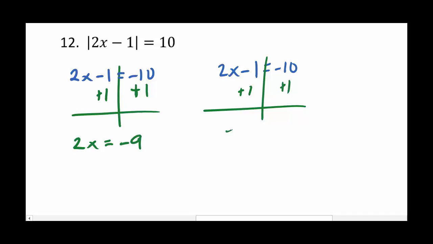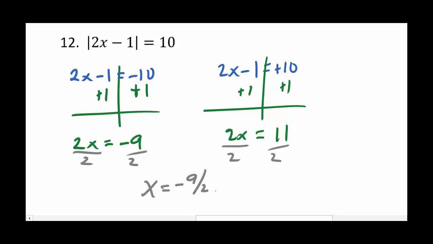negative 9. And here I get 2x equals, oh wow, just realized that I did not, hold on, forgive me. Alright, that's positive 10. How about 11? We like 11 better? Okay, so I get 2x equals negative 9 and 2x equals 11. And then divide by 2 in each case. And so my two solutions are negative 9 halves and 11 halves.